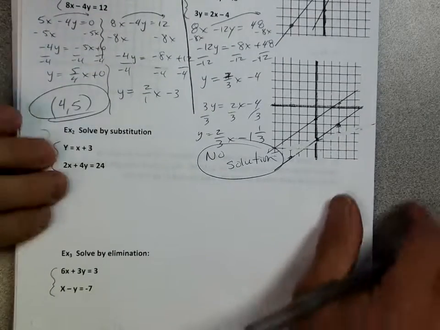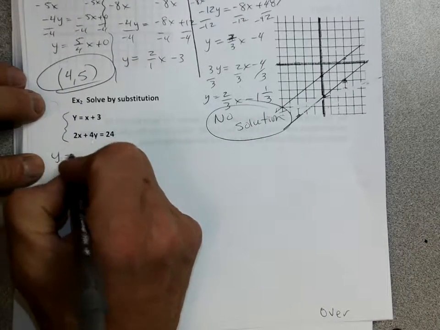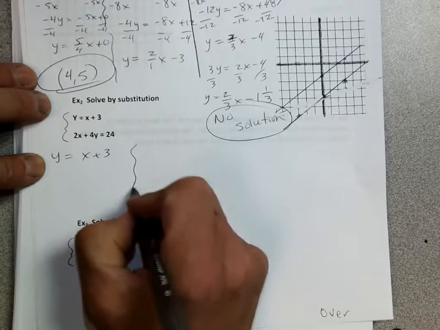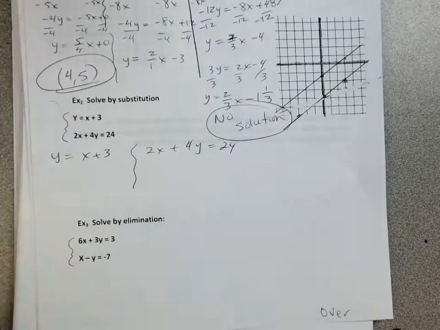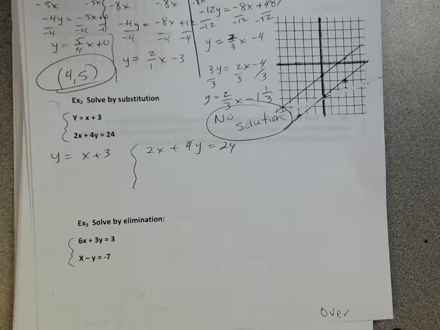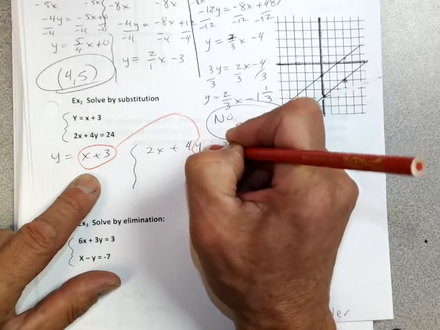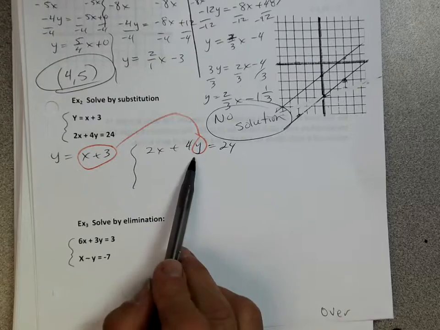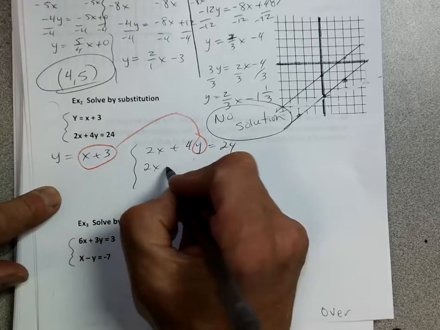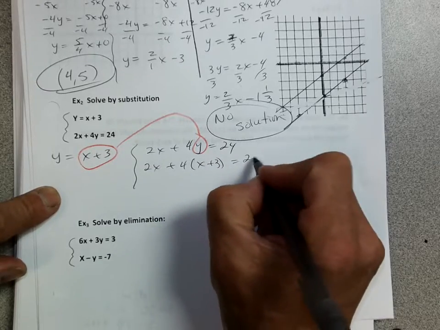Okay, so if I take a look at example 2, first of all, substitution, I'm going to write them side by side so I have room to work. y equals x plus 3 and 2x plus 4y equals 24. Okay, write them side by side. And then if I'm going to substitute, let's see what I'm going to do. Well, here's what I see. I see that y is equal to x plus 3. So instead of writing y right here, let's write our x plus 3. So I'll have 2x plus 4 times x plus 3 equals 24, okay?